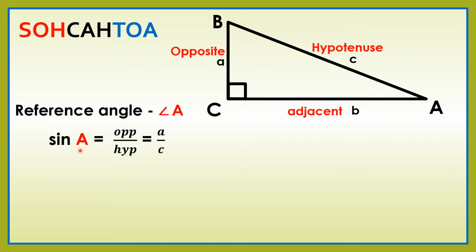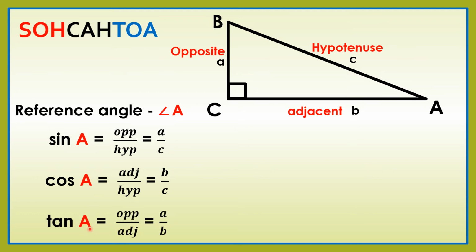Sine A is equal to O over H, ang O natin is opposite over the hypotenuse. That is equal to A over C, using yung side ng ating right triangle. Next is CAH. That is cosine A is equal to adjacent over the hypotenuse, and that is equal to B over C. Next is TOA. That is tangent A is equal to opposite over adjacent, and that is equal to A over B.